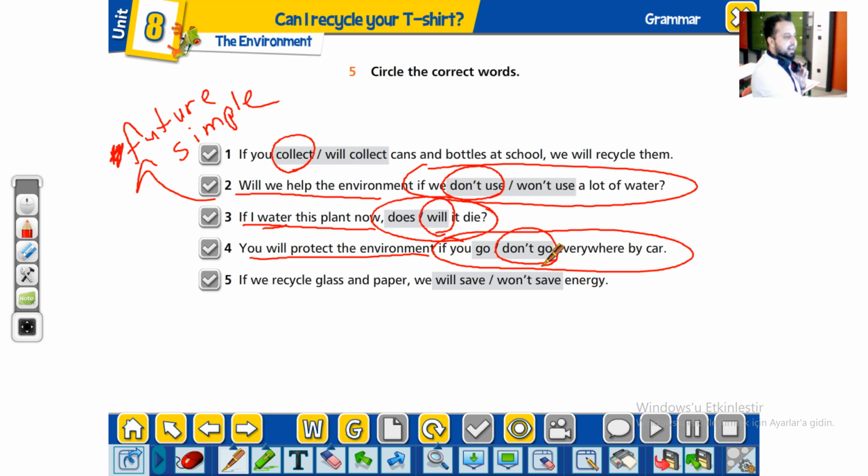Number 5. If we recycle glass and paper. Eğer kağıt veya camı geri dönüştürürsek, we will save or won't save energy. Tasarruf eder miyiz, etmez miyiz? Of course we will save energy.